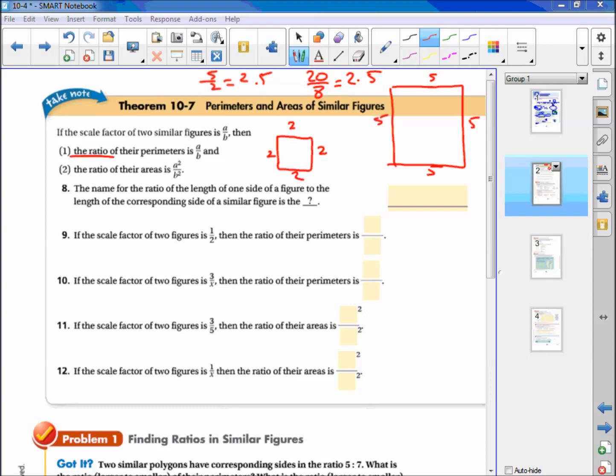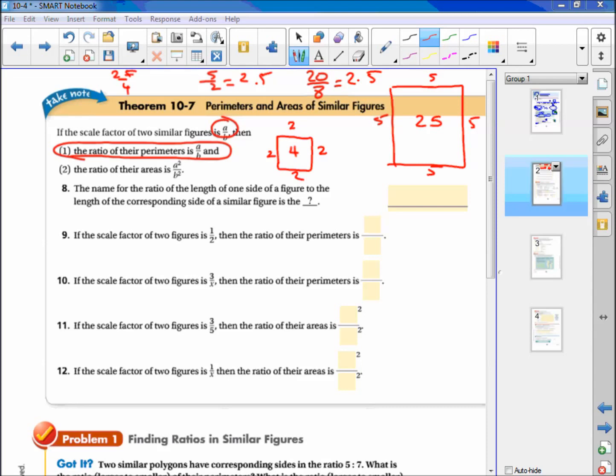And that's why the perimeter ratio is the same as the side ratio, the scale factor of the two figures. Okay. All right, so the ratio of their areas, though, is going to be a squared to b squared. So let's see what that's talking about. So this guy has an area of 25. This one has an area of 4. So that's 25 over 4.